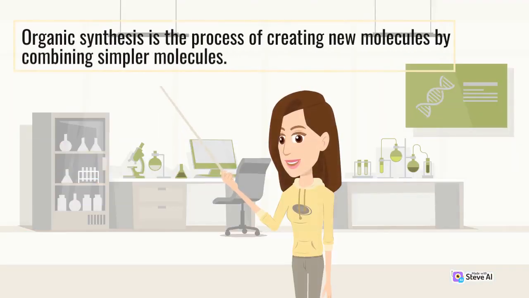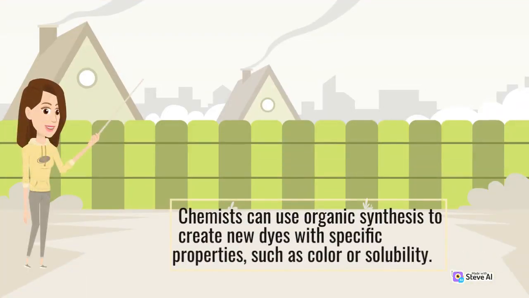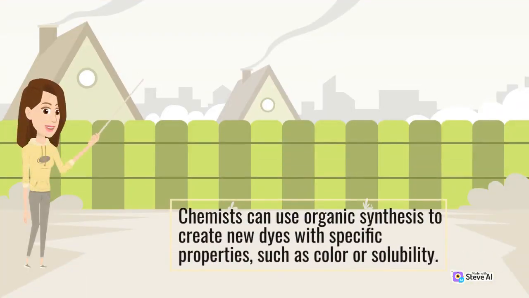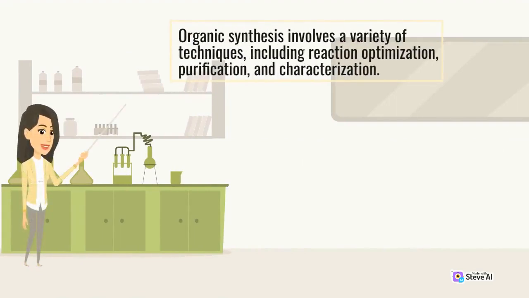Organic synthesis is the process of creating new molecules by combining simpler molecules. Chemists can use organic synthesis to create new dyes with specific properties, such as color or solubility. Organic synthesis involves a variety of techniques, including reaction optimization, purification, and characterization.